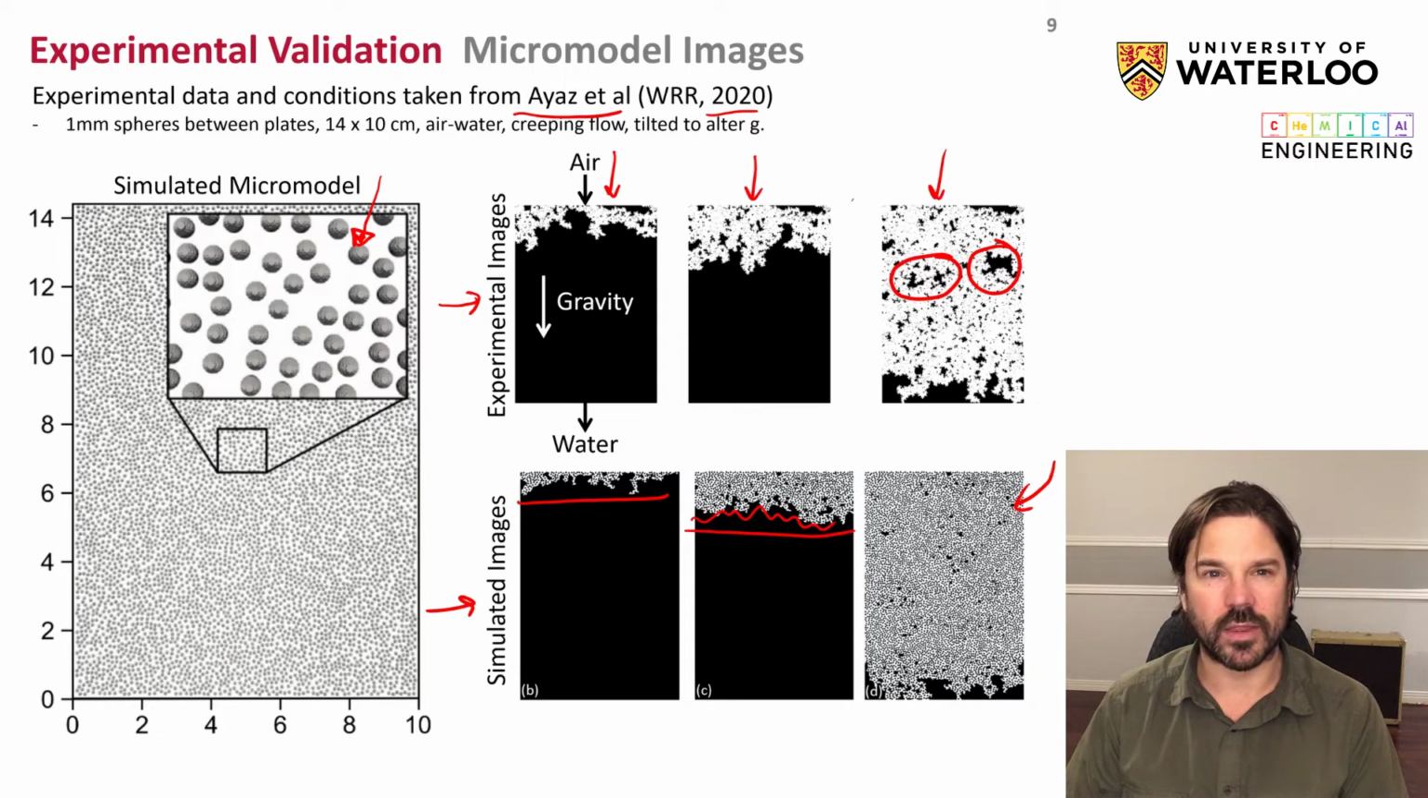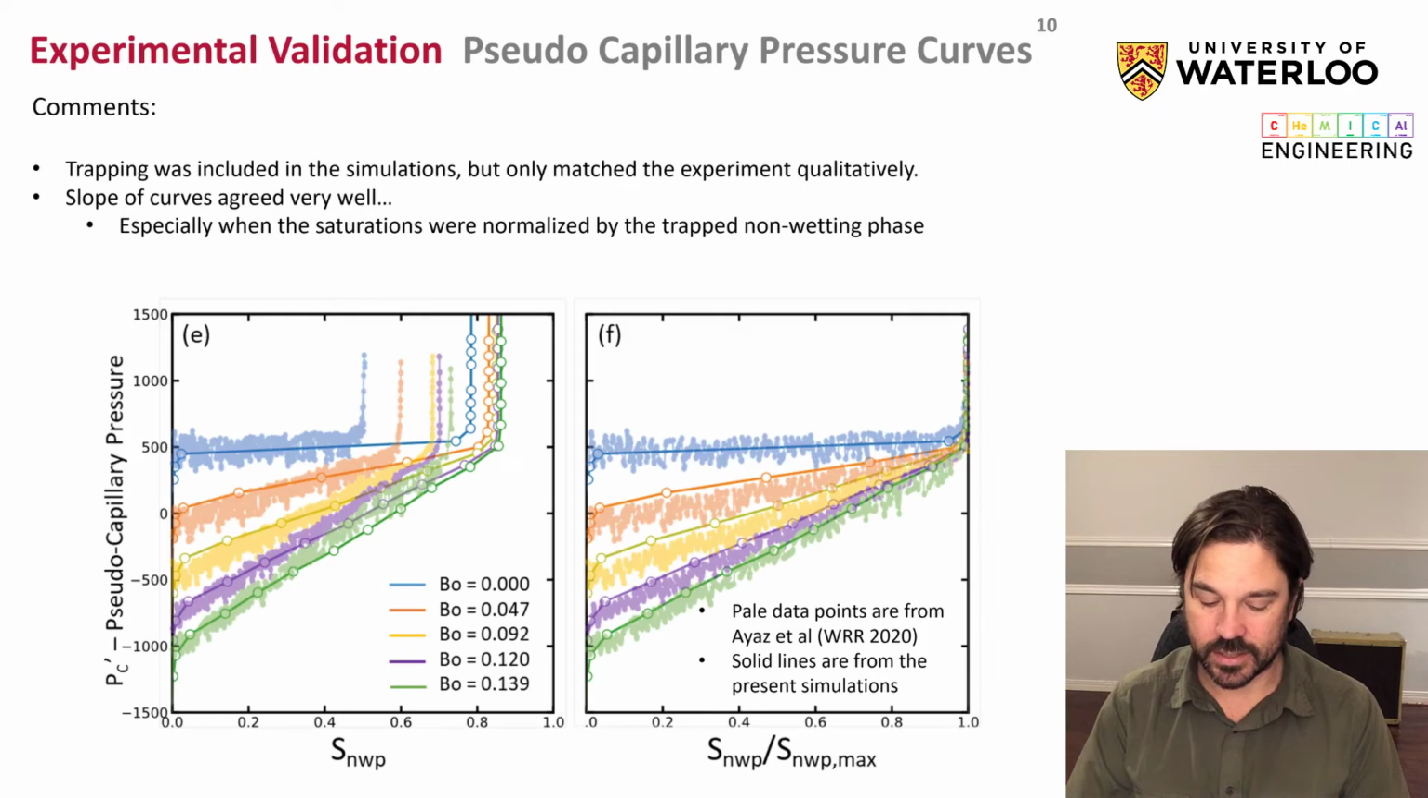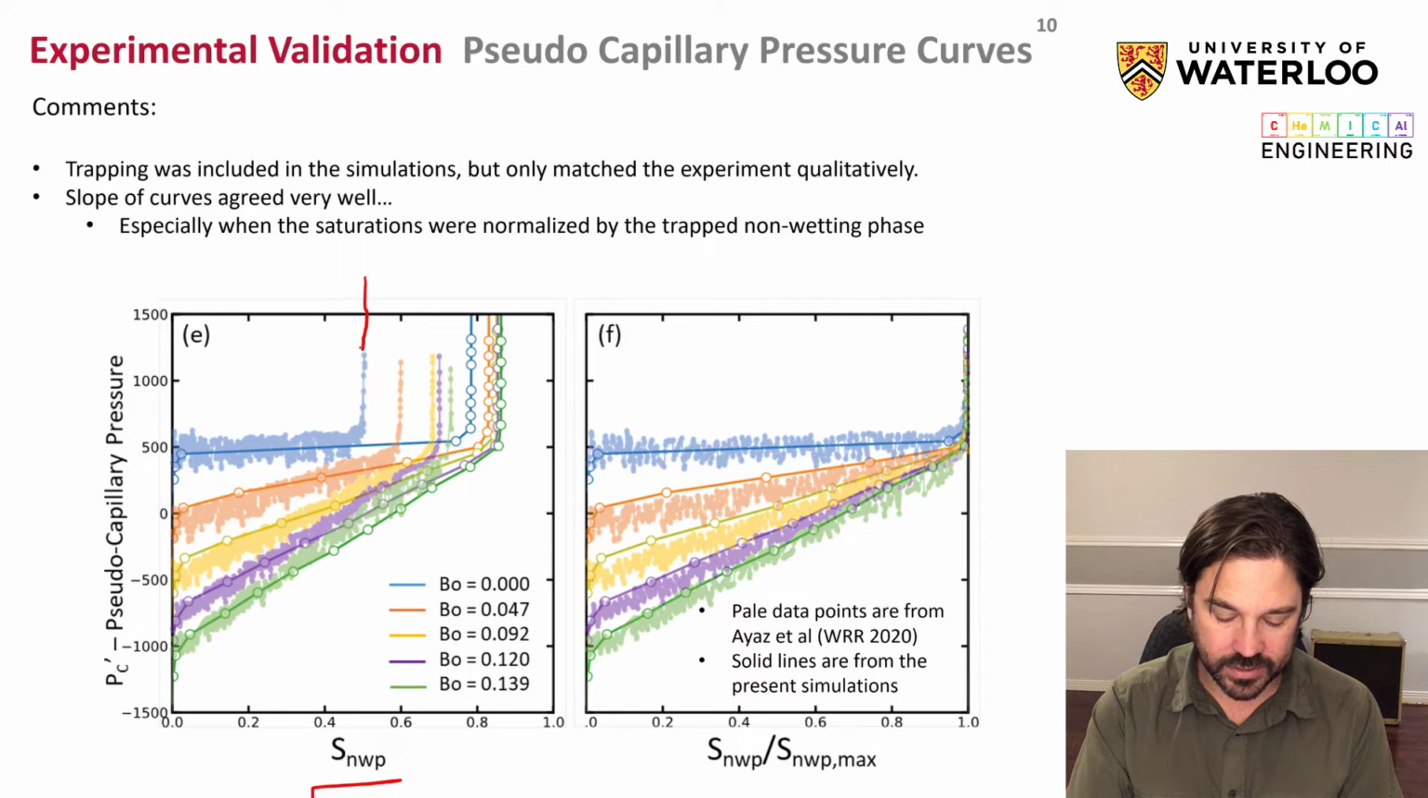That was one thing we weren't able to match very well, but we were able to match the pseudocapillary curves pretty well, as I will show you in a second. So here we have the pseudocapillary curve. On the left is just the straight up saturation. You can see the light colored data points are taken from their paper. These darker lines with the white markers are our simulation. So you can see we did not match the trapped saturation.